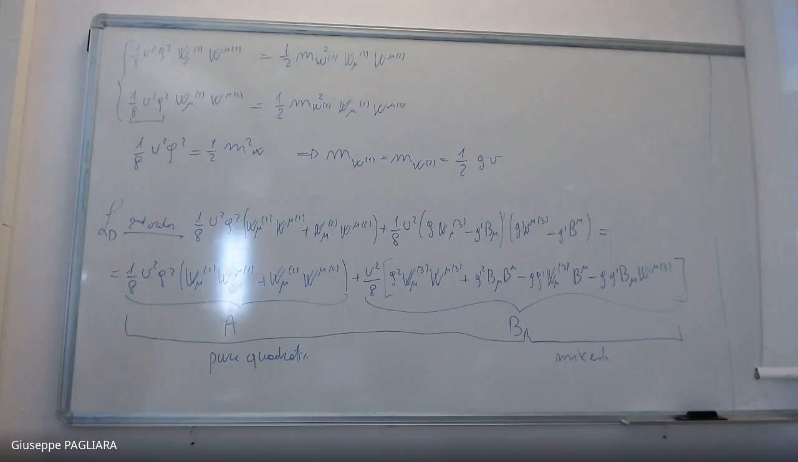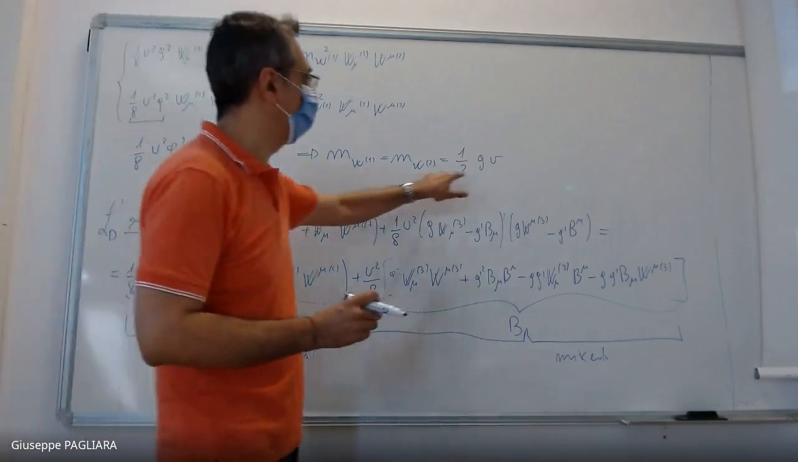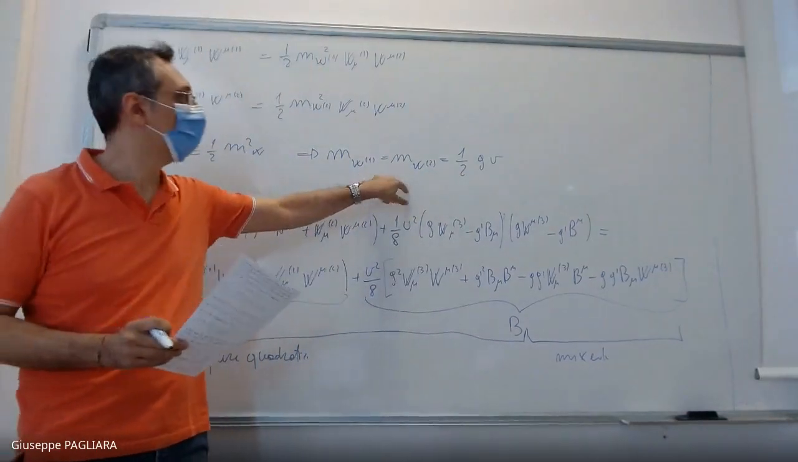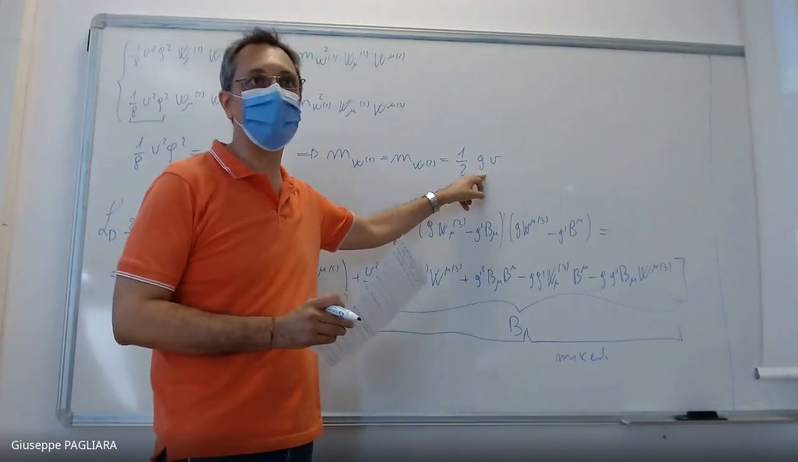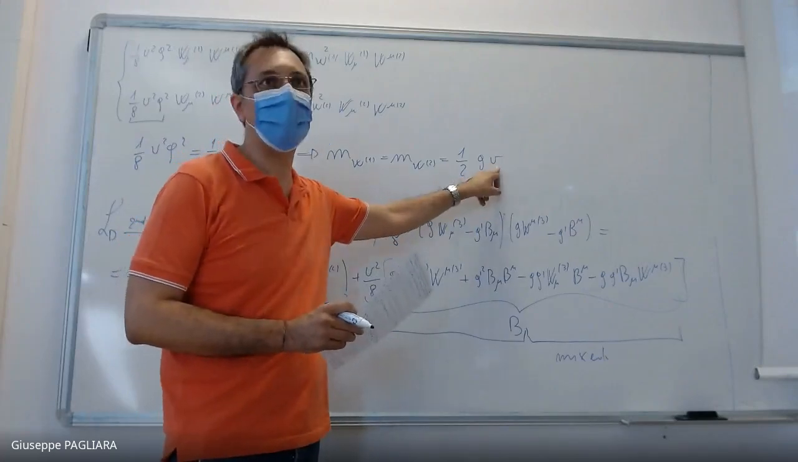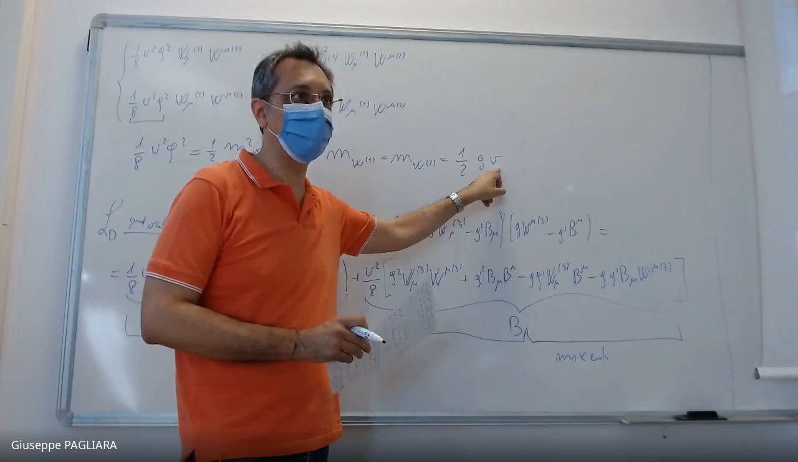Okay, so through the unitary gauge, two of the Goldstone bosons have now been translated into the masses of the W1 and W2, which depend on the coupling constant of the charged current interaction, and again on the vacuum expectation value of the Higgs field.